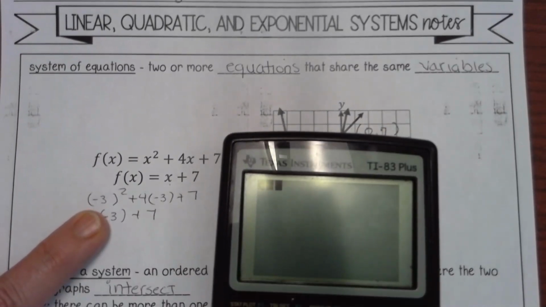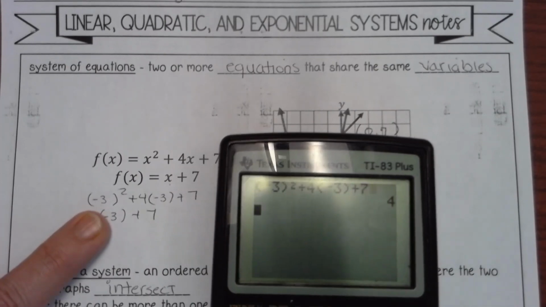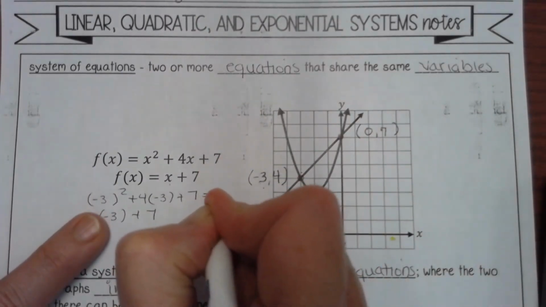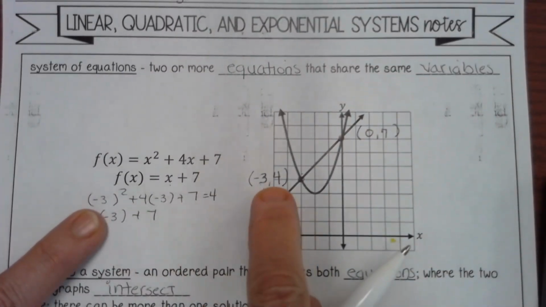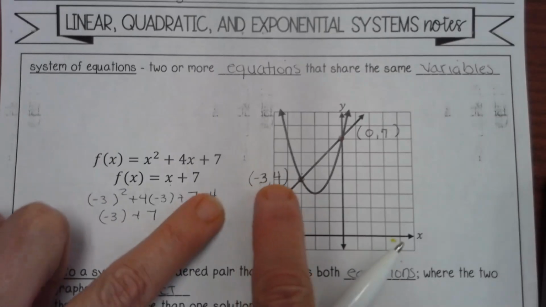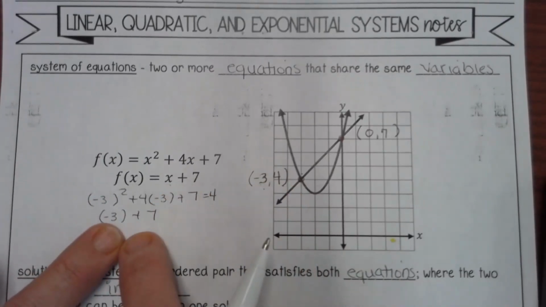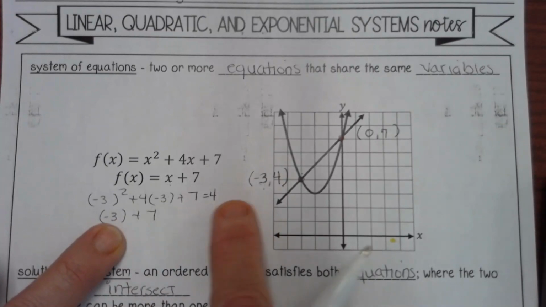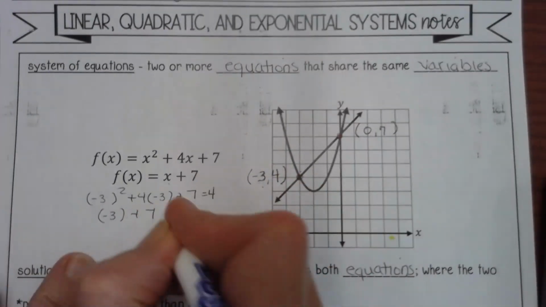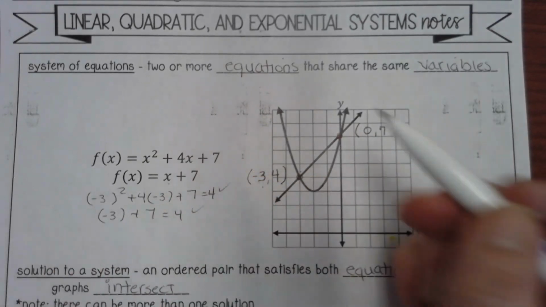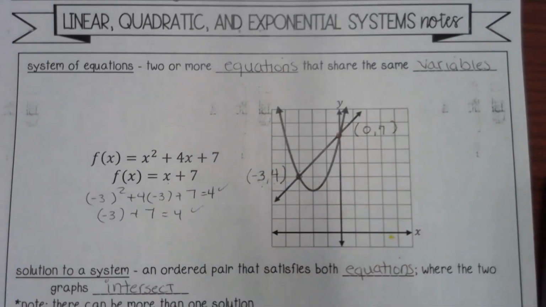So parentheses, negative 3 squared plus 4 multiplied by negative 3, add 7. Notice my answer is 4. Well, that should make sense. I plug in a negative 3, I get a 4. Now it's got to satisfy the second equation. I plug in a negative 3, combine those, I get a 4. So it satisfies both equations, so this is a solution to the system.